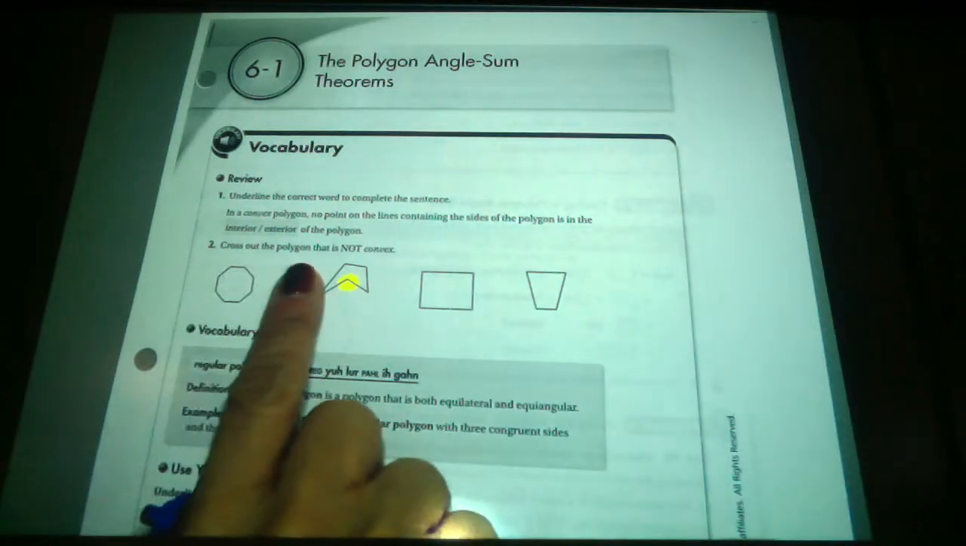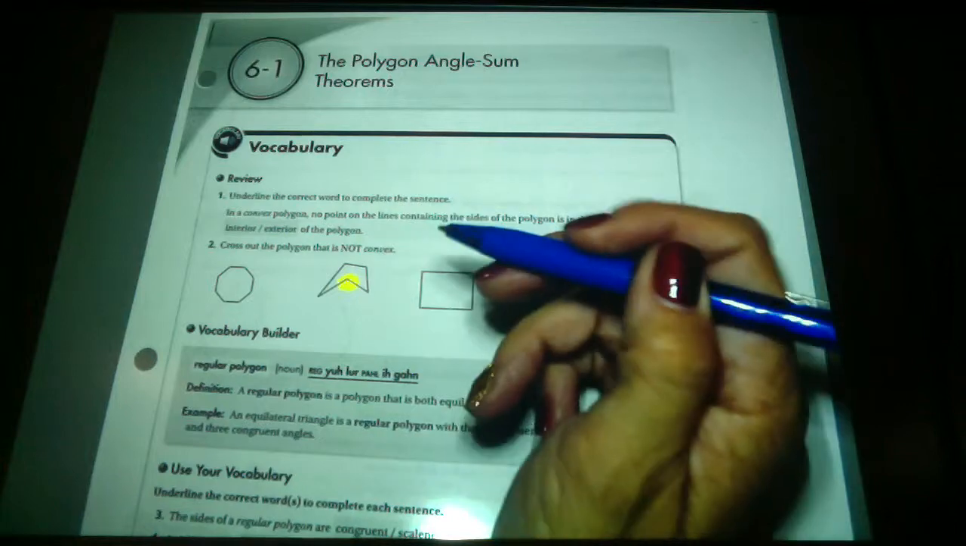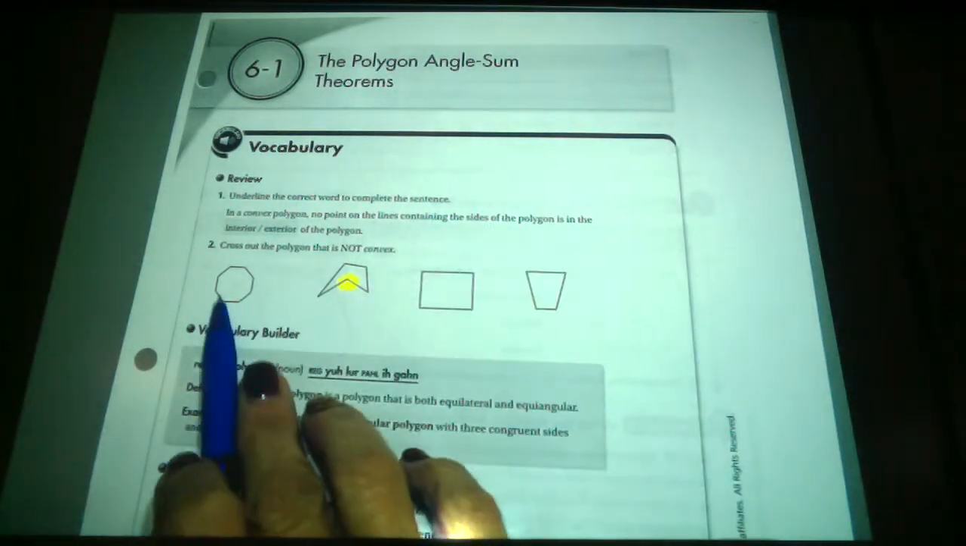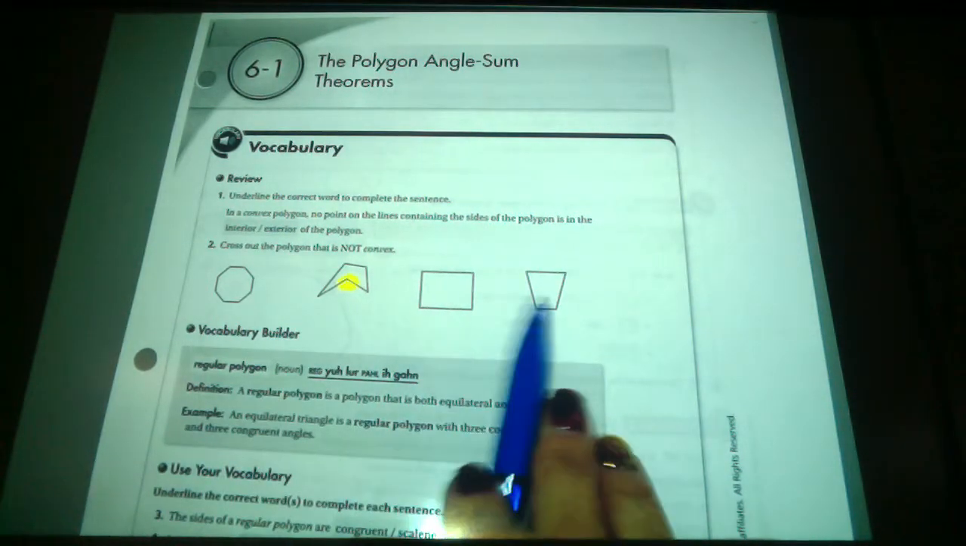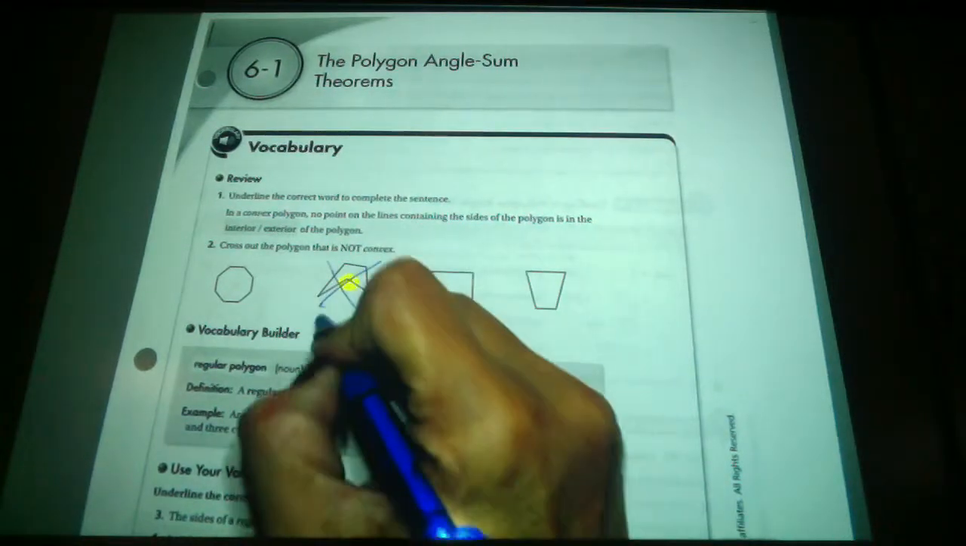So they want you to cross out on number 2 the polygon that is not convex. So this is convex, everything's pushed out, that's convex, and that's convex. This is the one that is concave.